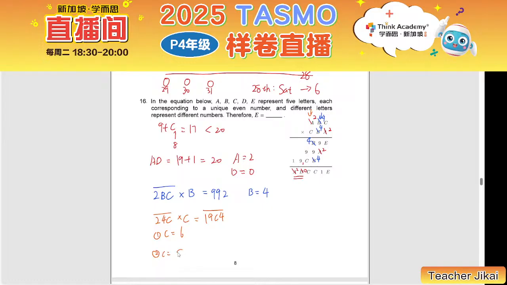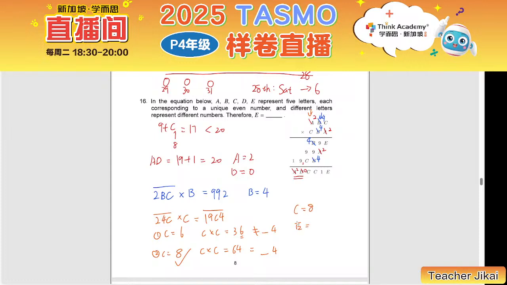So first C equal to 6 and second C equal to 8. So C equal to 6. C times C is 36, right? The last digit here is 6, not equal to something 4, right? So how about C equal to 8? C times C will be equal to 8 times 8, 64. Yeah, it is something 4. So of course, we know C equals 8 is the correct answer. So C here is 8.